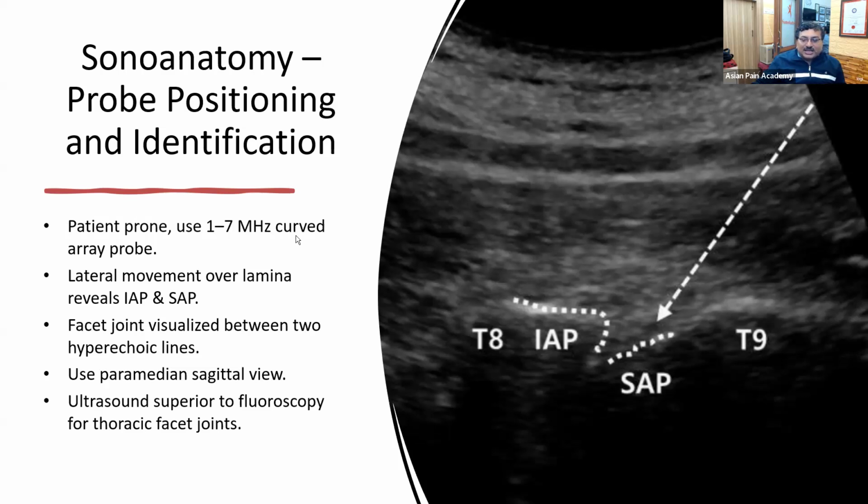Use a 1 to 7 megahertz curved array probe. Remember, in very lean and thin patients, sometimes it is possible to see the joint with the linear probe, but most patients require a curvilinear probe.